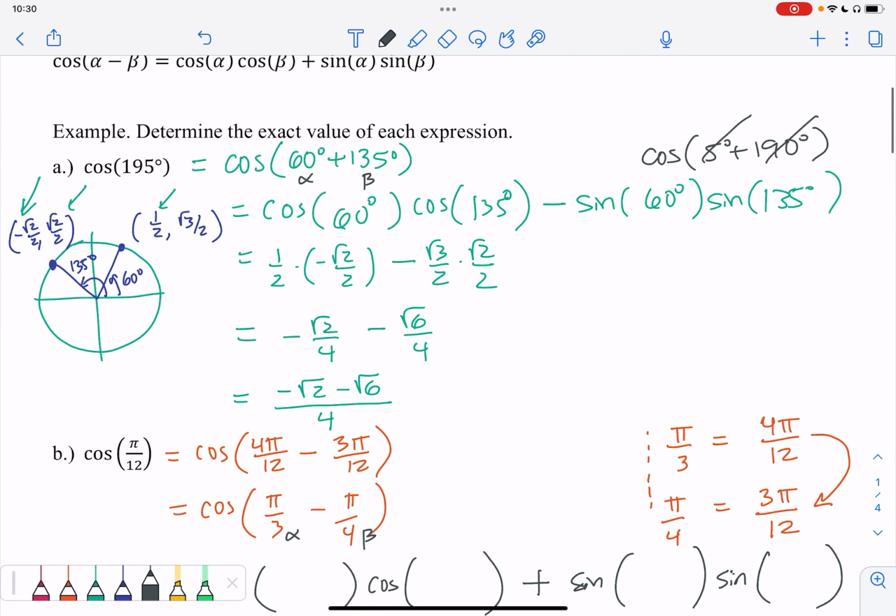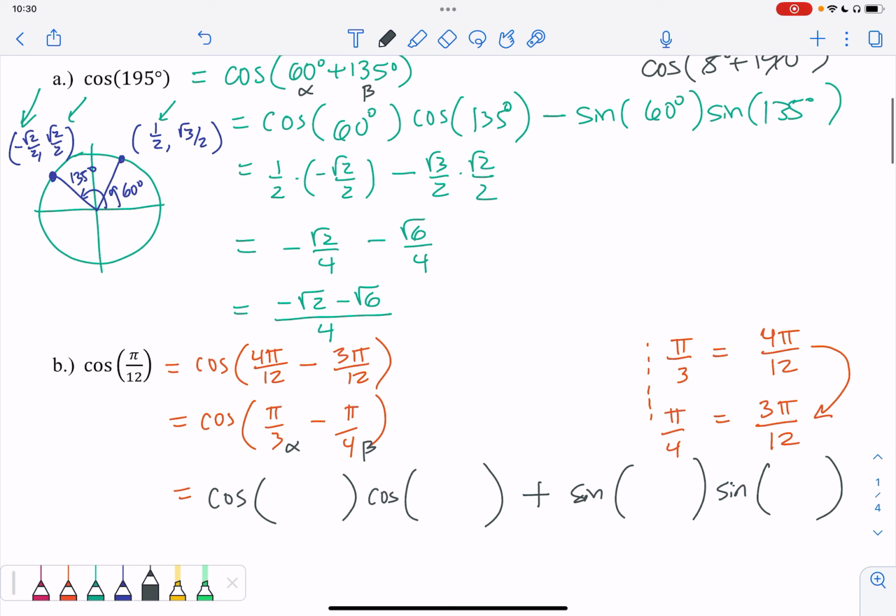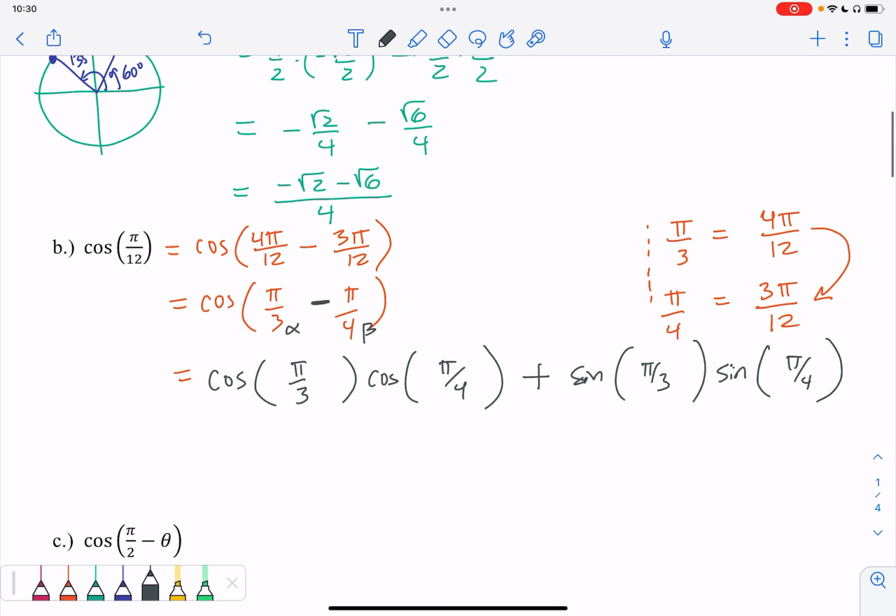And then how do my angles work? Alpha, beta, alpha, beta. So pi over 3, pi over 4, pi over 3, pi over 4. Remember not to use negative pi over 4 because the subtraction is already accounted for in the formula. Okay, looks like I might need a unit circle to help me remember where these are.